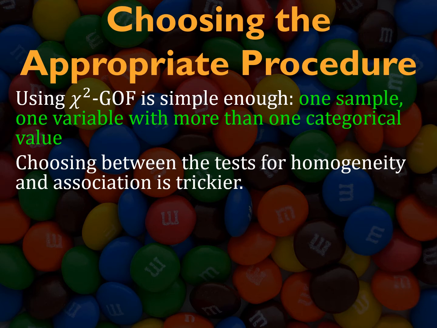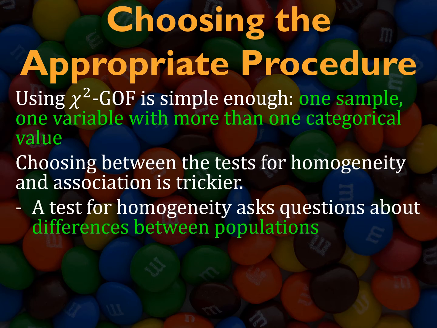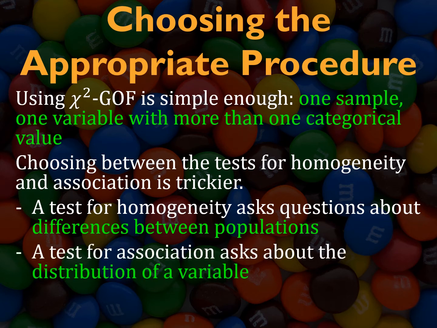Now the difference between the homogeneity and the association test is a little trickier. A test for homogeneity asks questions about the differences between populations. So notice plural, populations, different groups. Is there a difference? Whereas for association, it asks about how a single variable, how a single population is distributed. Is there an association within that population?